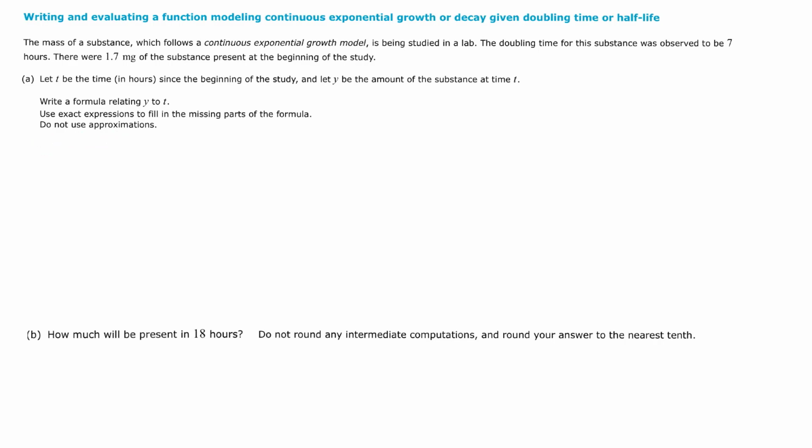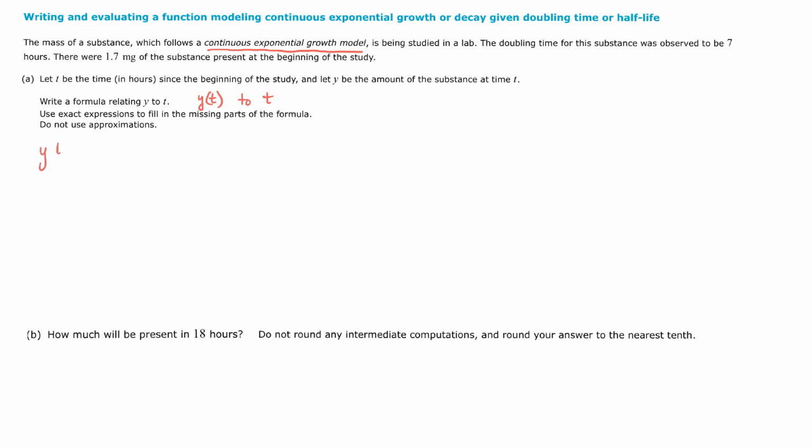The key to this problem is to use something called function notation. We're going to try to find a relationship between y of t and t. So we really want y of t, not just y. We're going to take this continuous exponential growth model. How do we translate that?